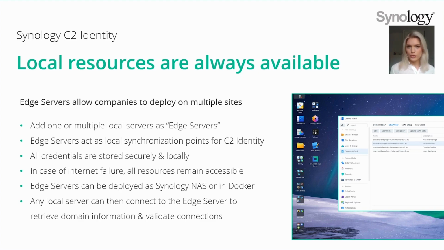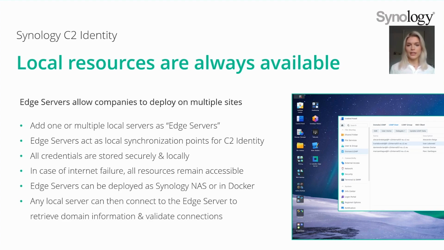Speaking of the edge server, this is an important matter when it comes to cloud directory management. If the only way for you to access the service is using the internet and for some reason the internet connection is lost, your work processes are interrupted. This is why we have developed the support of edge servers, which allows local synchronization for C2 Identity. You can install the edge server locally, and the credentials of employees will be stored securely. For example, if someone connects to a local Synology NAS, the NAS can either check the identity over the internet or without internet locally in order to authorize the connection.